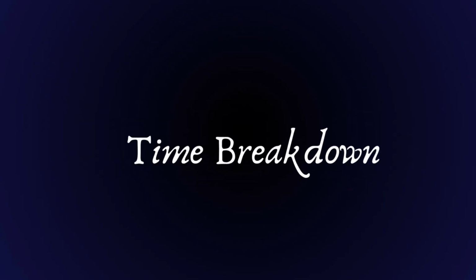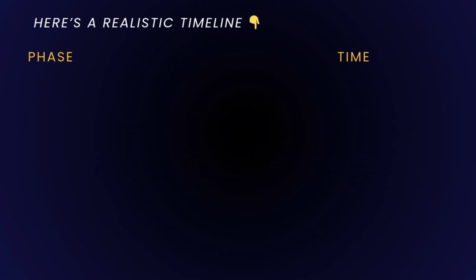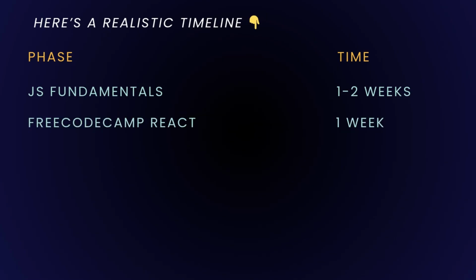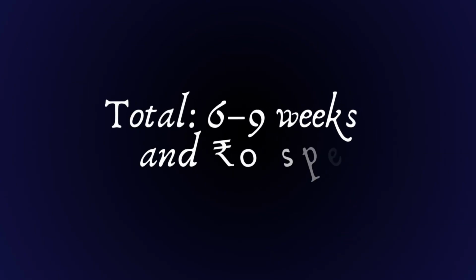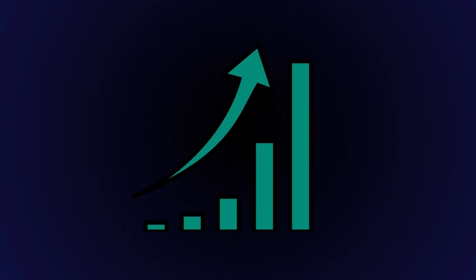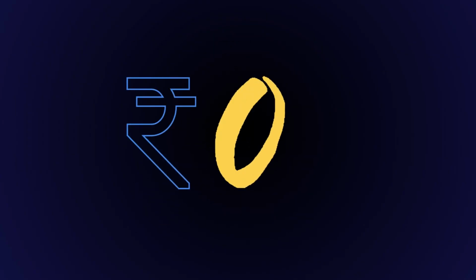Time breakdown. Here's a realistic timeline. JS fundamentals for 1 to 2 weeks. freeCodeCamp React for 1 week. React docs for 1 week. Scrimba for 1 to 2 weeks. Mini projects for 2 to 4 weeks. Total: 6 to 9 weeks and zero spent. If you stay consistent, you will get results. That's exactly how I learned React for zero.